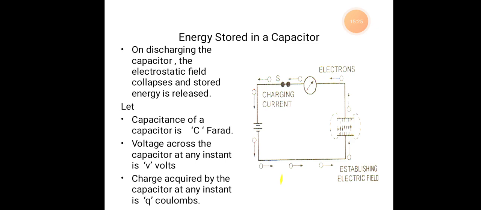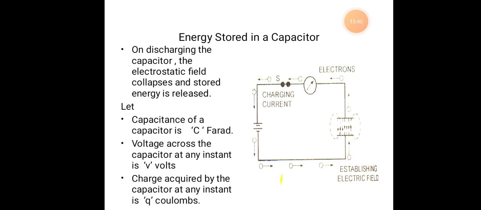So, very important. A capacitor can be represented by the capital letter C. The unit of the capacitor is the farad.